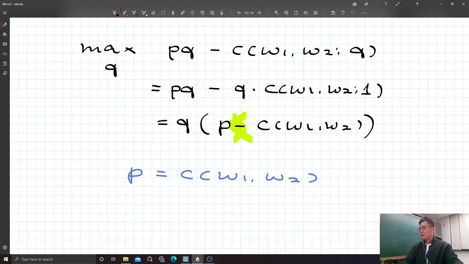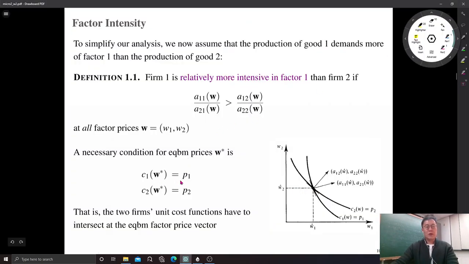So this is one more consequence we can derive from CRS technology. We have two equilibrium conditions: C1 should be equal to P1, and C2 should be equal to P2. So we have two equations and two unknowns, W1 and W2. We can identify equilibrium input prices from this system of equations. Once again, it is not related to factor intensity. So what is the role of this assumption, factor intensity? This assumption is used to show that, while this is linear, this system of equations has a unique solution. So there is a unique pair of input prices satisfying these equations simultaneously.